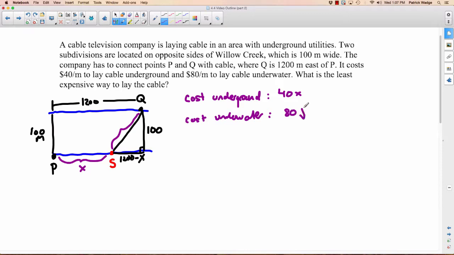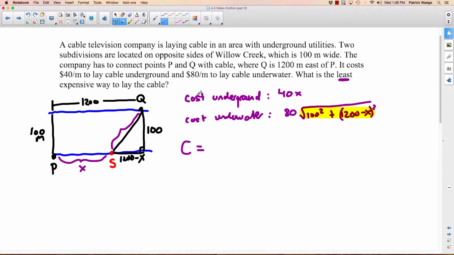So it's going to be the square root of 100 squared plus 1200 minus x squared. This bit here, if this confuses you, is the Pythagorean theorem statement to figure out that hypotenuse right there. Okay, great. So then the total cost, which is what we want to minimize, right?